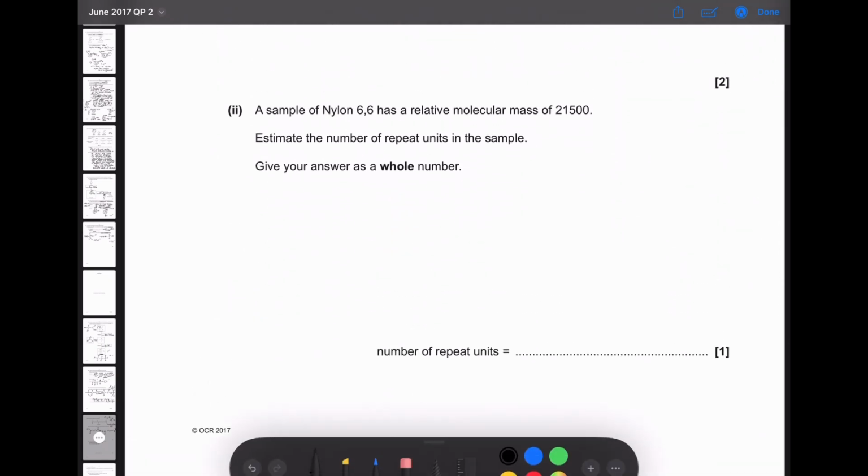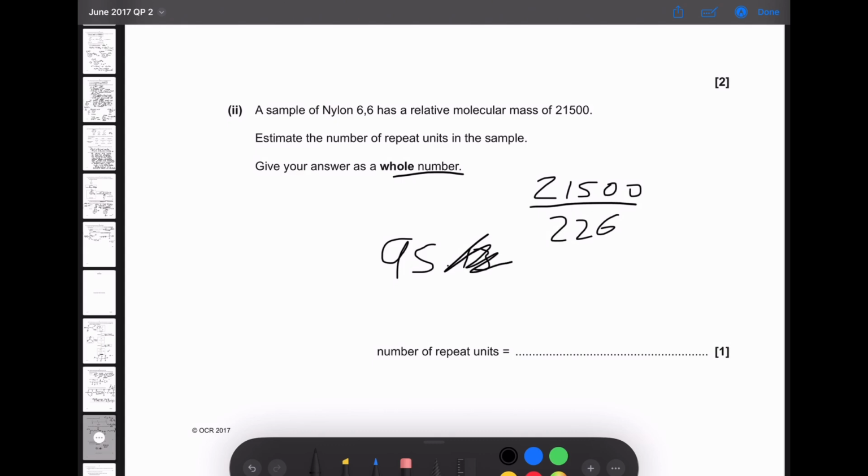So then we do 21500 over 226, and that gives us 95.13 something, and then whole number, round it down, 95.